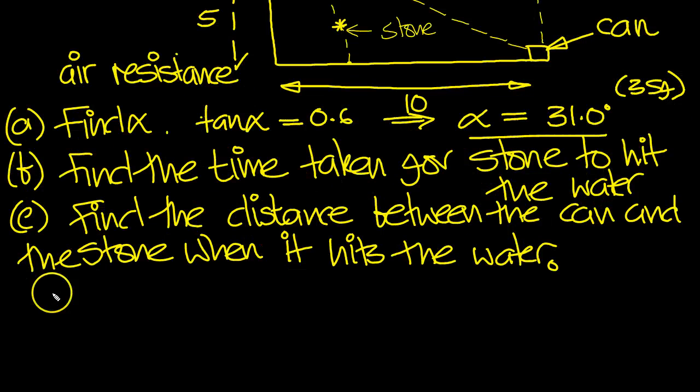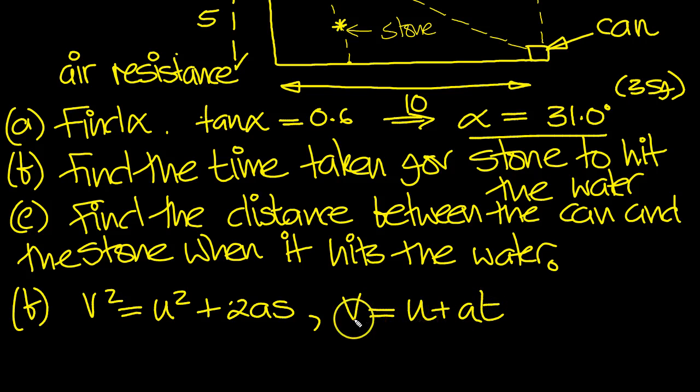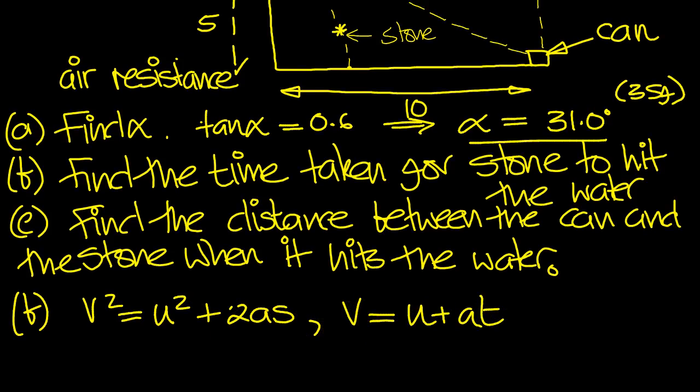Now find the time taken for the stone to hit the water. This is part B. We can use v squared equals u squared plus 2as, because we know the total distance, we know the acceleration due to gravity, and we know the initial downwards velocity. Then we can get v, and we can put v into v equals u plus at, because we know a and u, and we can work out the time. So let's use these two and combine them.